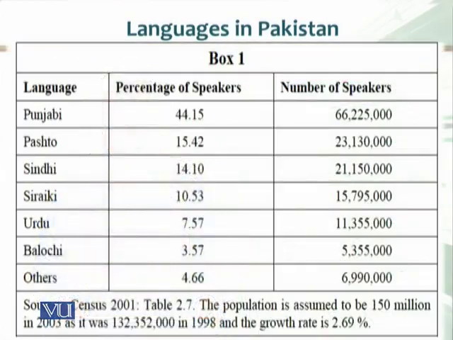So just a quick look at languages in Pakistan and how many speakers we have in terms of percentages and numbers. We will be focusing only on percentages. You have Punjabi, almost 44%. You have Pashto, 15%. Sindhi, 14%. Seraiki, 10% of the whole population. Urdu, 7%. And then we are talking about Balochi, 3%, and there are other smaller languages spoken by more than 4%. So this is the multilingual context of Pakistan.